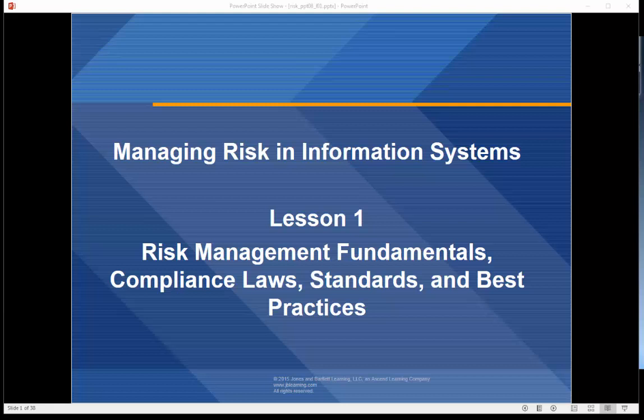In this lecture, we're going to talk about Lesson 1, which covers Chapter 1 and Chapter 3 respectively. As you can see, we'll talk about managing risk and information systems. That's actually the book. We'll talk about in Lesson 1, risk management fundamentals, compliance laws, standards, and best practices. So let's get started.